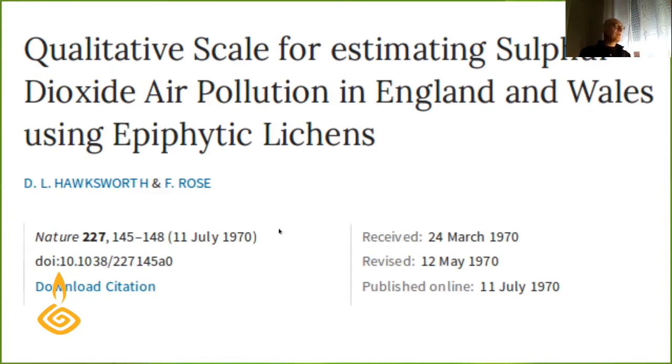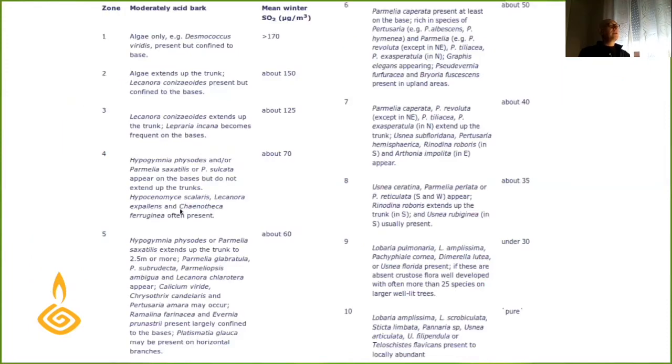It's a very famous paper, published in Nature by Hawksworth and Rose, about a qualitative, not quantitative, scale for estimating sulfur dioxide air pollution in England and Wales by the use of epiphytic lichens. Epiphytic means tree-inhabiting lichens. This is a very famous paper, and it has been the base for much methodological research on this topic for many years. And the main point is a scale based on the assemblages present on the trunk at the site.